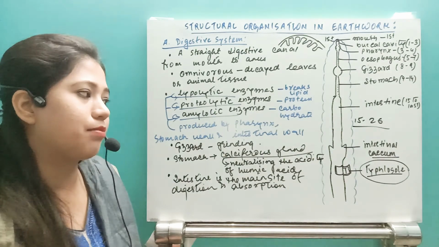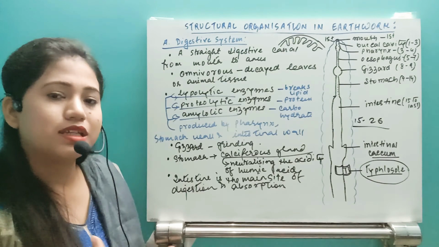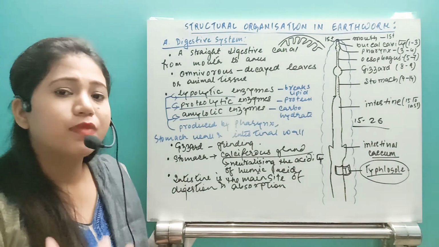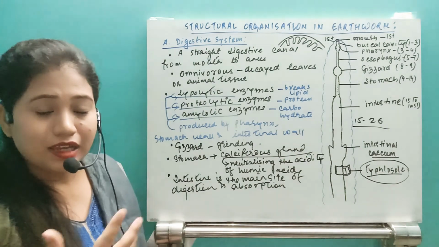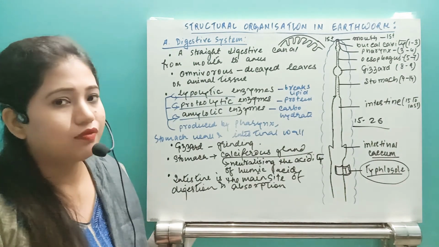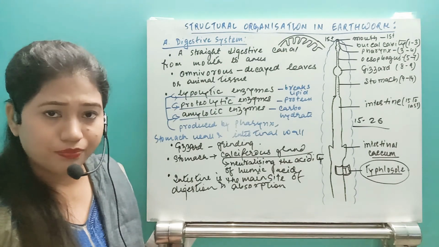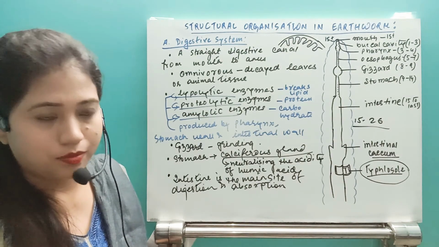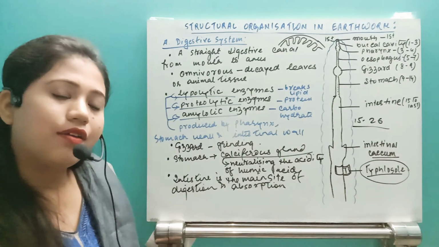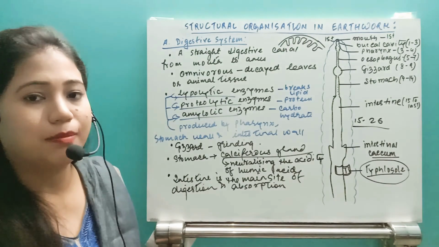The same thing is happening here also: this typhlosole increases the surface area, the food will pass through this typhlosole, and it will absorb the food material which is already in the simpler form, right? So in the typhlosolar region, the food will be absorbed. Then after that, the digestion and absorption process is completed.